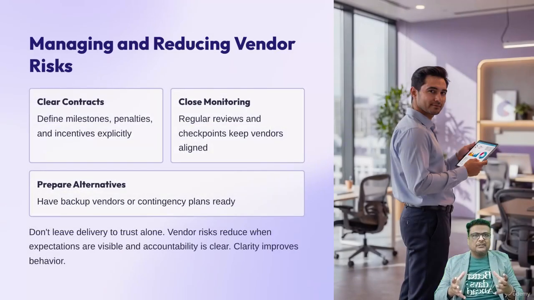Managing vendor risks means setting clear contracts, monitoring performance closely, and preparing alternatives. In simple words, this means don't leave delivery to trust alone. Let's break this down together. Clear milestones, penalties, incentives, and regular reviews keep vendors aligned. I've seen projects recover simply by increasing communication and adding clear checkpoints. You probably experienced how clarity improves behavior. Stay with me here. Vendor risks reduce when expectations are visible.